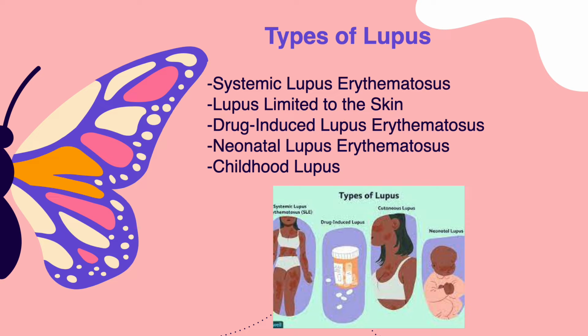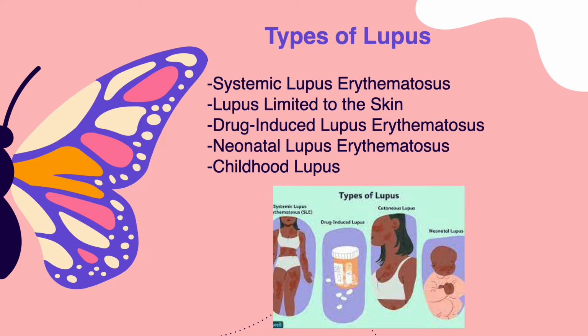The most common type of lupus is Systemic Lupus Erythematosus, which was described in the prior slide. Since this is the most common type of lupus, it is the one that we hear about most often, because 70% of people with lupus have this type of lupus.